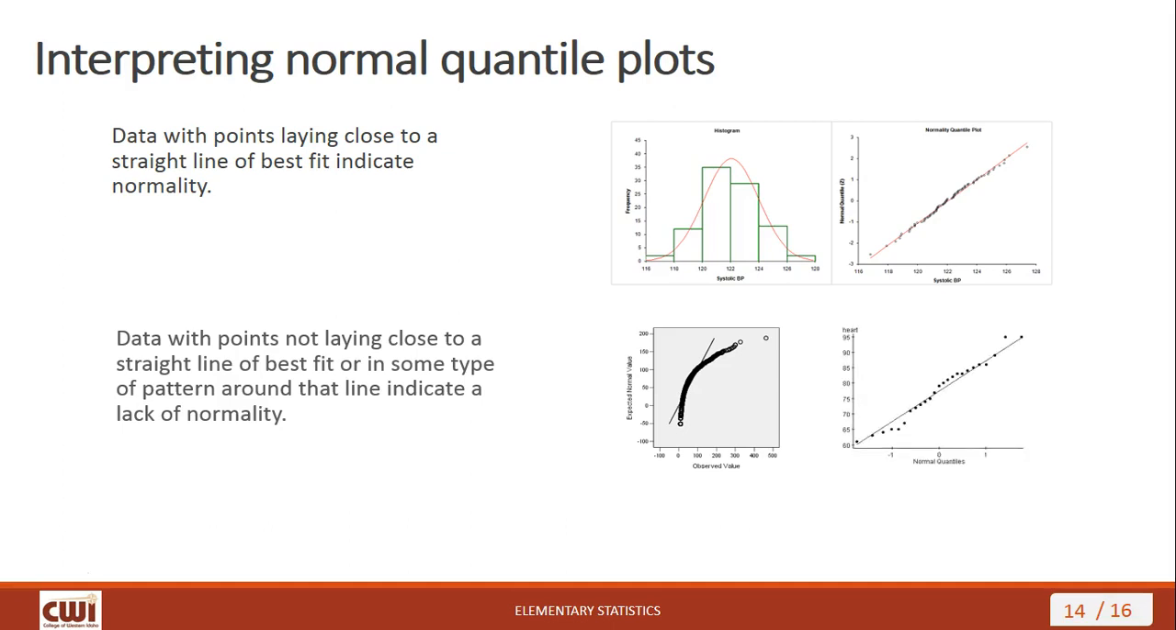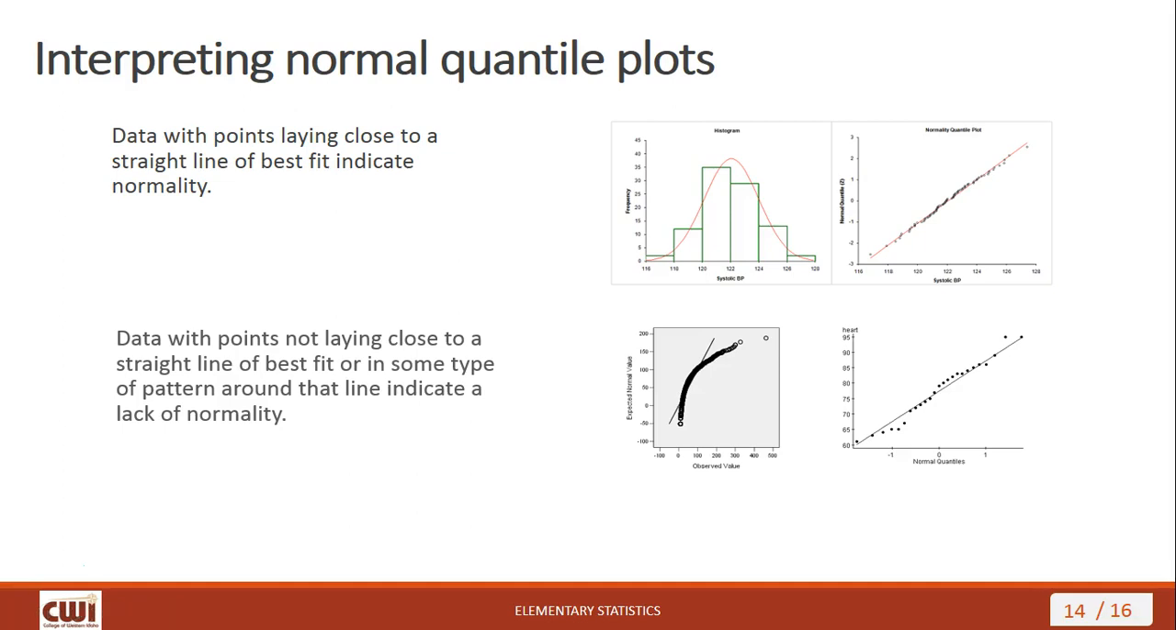Here's another instance where you see lack of normality. Now, just looking at this initially, you might compare this with the example that we saw earlier and say, well, those data points aren't too far away from that line of best fit. So yeah, I would say that that's a normal distribution for our data set.